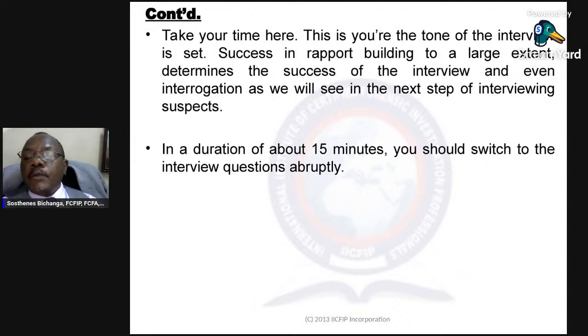You need not tell the interviewee that we have now done enough introduction, so let us move to the interviewing proper. You just start asking the questions abruptly, so that the interviewee moves with that kind of atmosphere into the questioning stage. If you say that now we are going to the interviewing proper, it is like scaring the interviewee. So you just progress seamlessly from the introduction stage to the questioning stage.